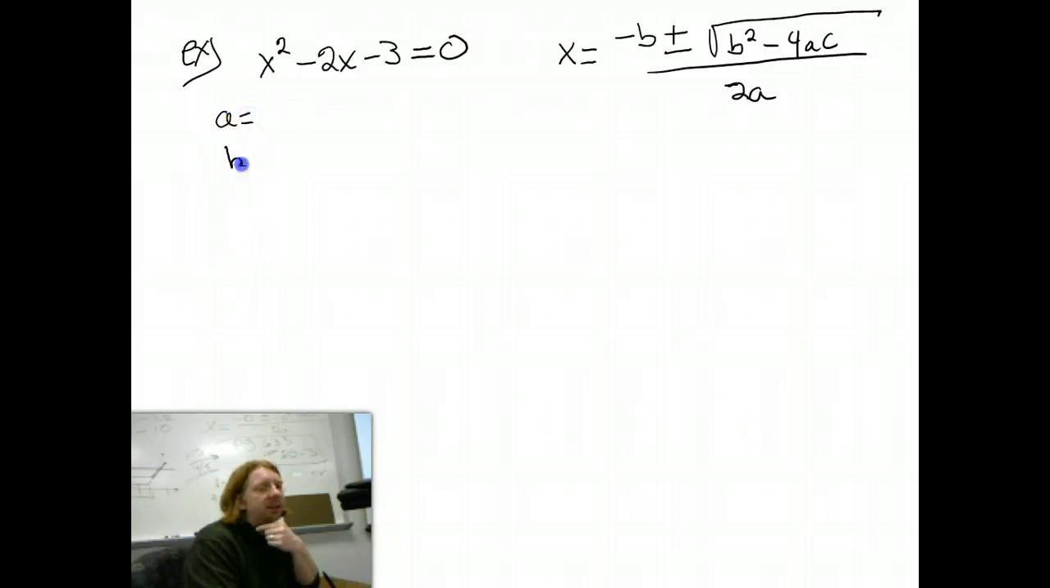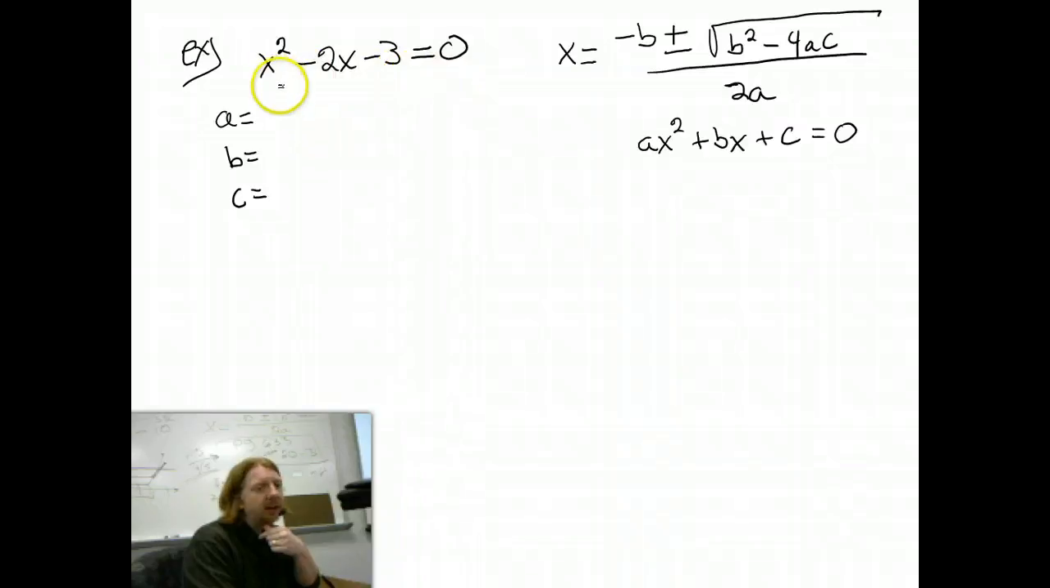The catch is, you have to know what a, b, and c are. Oh yeah, how do you do that? Well, let's look up here at the original equation. Remember, standard form: ax squared plus bx plus c is 0. That's standard form. So when I look at my equation, what's a? The number on the x squared? 1. What's the number on b? Negative 2. And c? Negative 3.